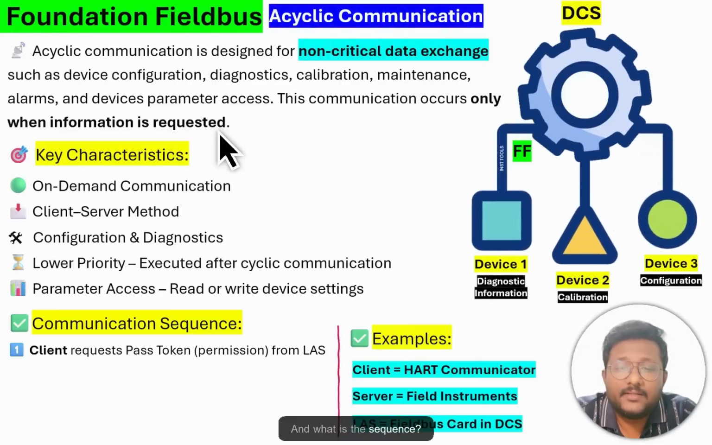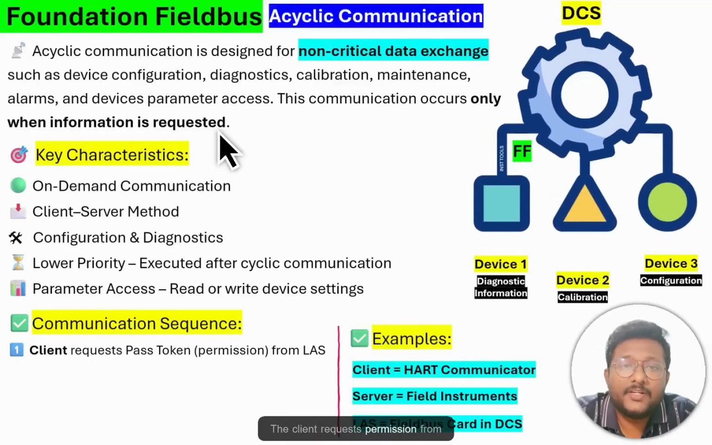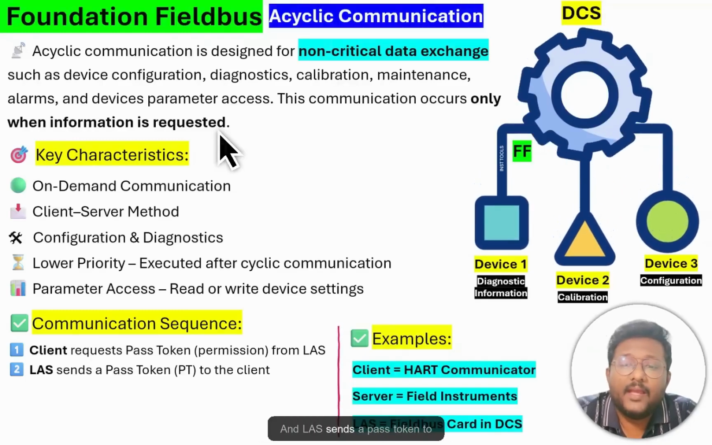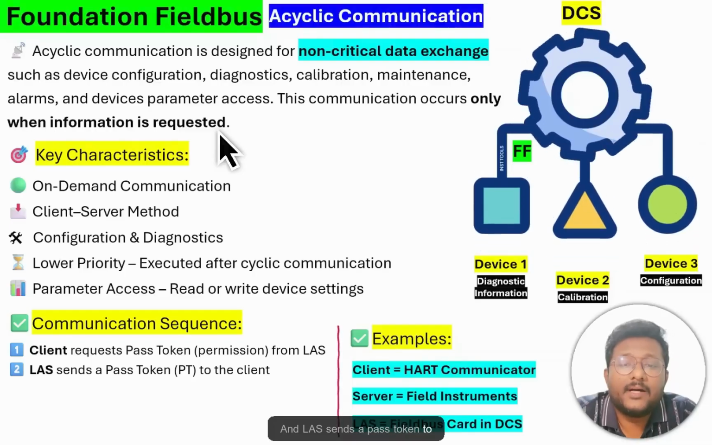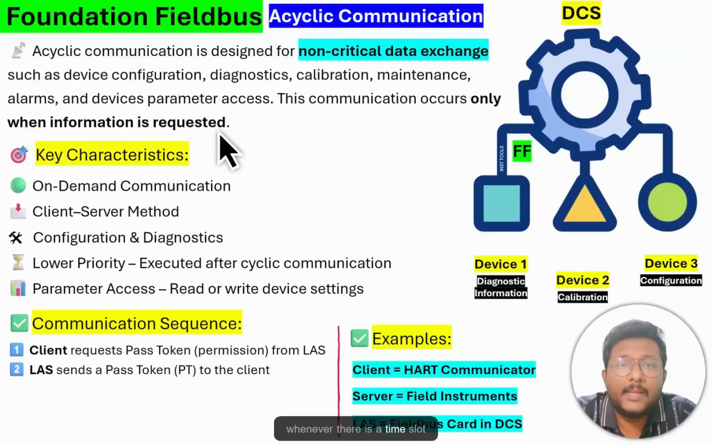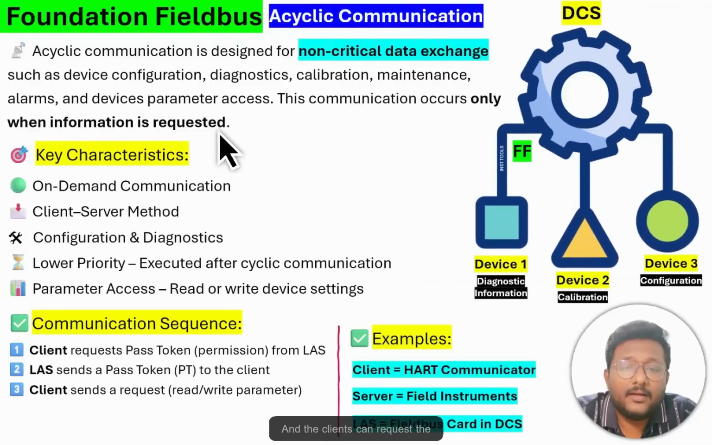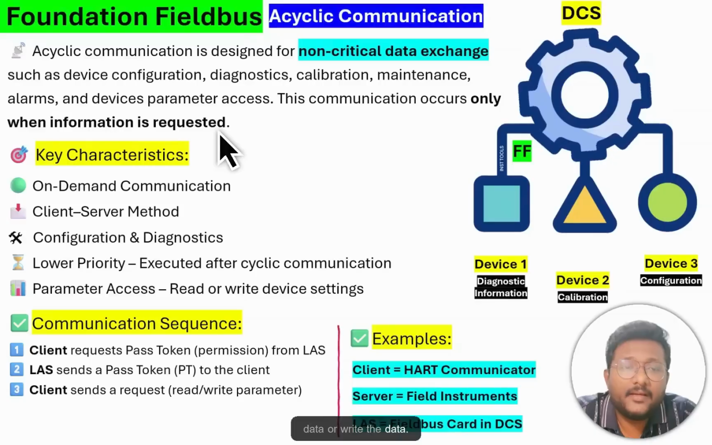And what is the sequence? The client requests permission from the LAS. Client means HART communicator in our case. And LAS sends a pass token to the client whenever there is a time slot available. And the client can request the data or write the data.